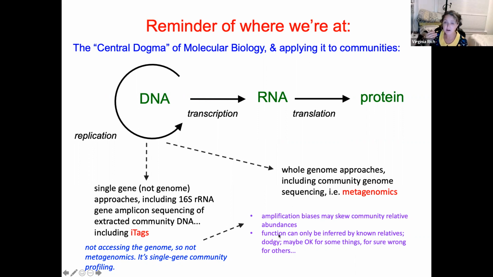For some metabolisms, it does track pretty well with phylogeny. For other metabolisms, it does not. Those would be things that are more likely to be horizontally transferred, for example, or might have evolved independently. So if you're looking at iTags and you're trying to understand the function of the community, that's got some major limitations.